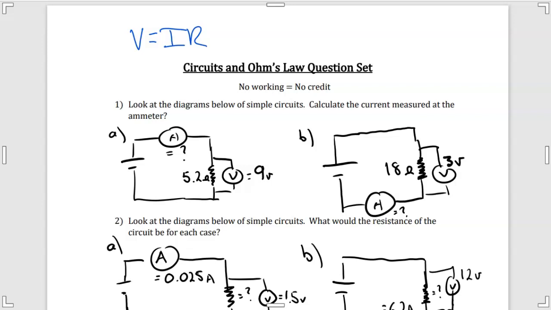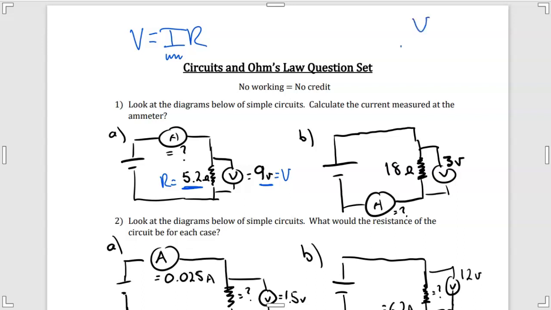So it says, look at the diagrams below, the simple circuit. Calculate the current measured at the ammeter. So it gives you two bits of information. It gives you this, which is the resistance. It gives you this, which is the voltage. And so all you need to do is solve those two values for current.